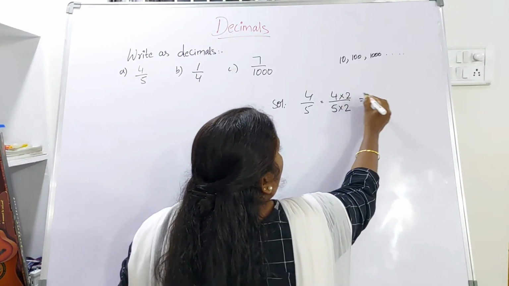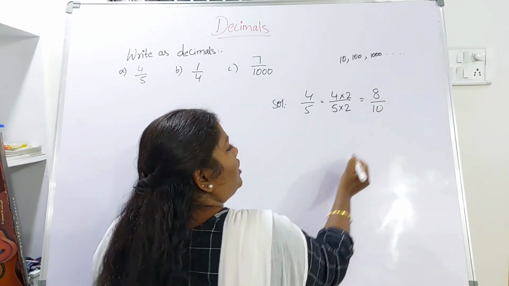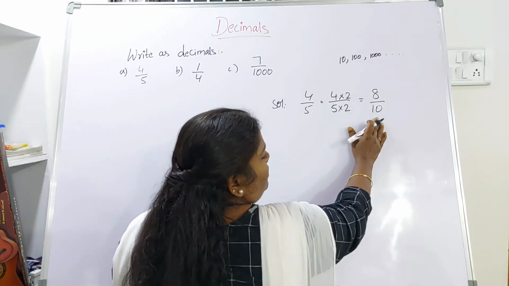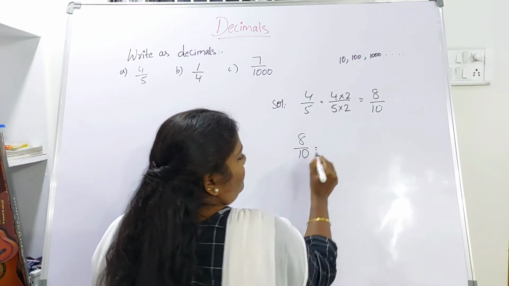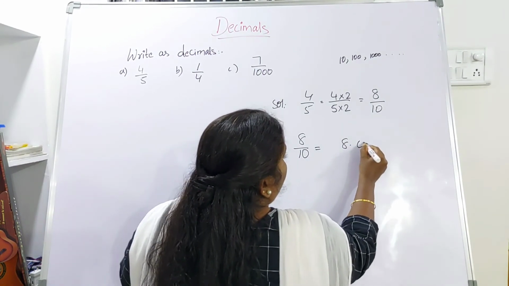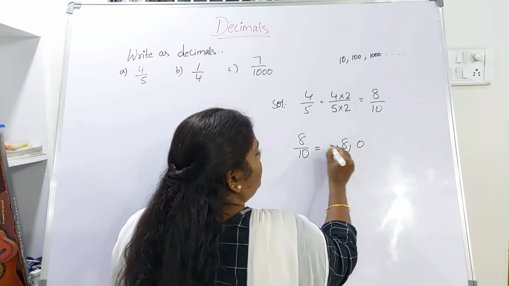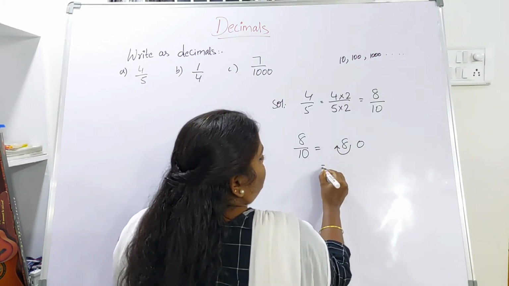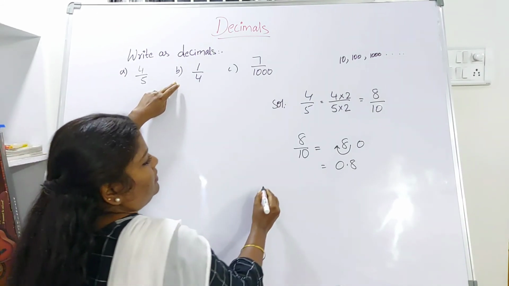Yes, so 4 2s is 8, 5 2s is 10. Now we got a denominator as a multiple of 10. Now 8 by 10 can be easily converted into decimal, that is 8, in the sense 8.0. You have 10 in the denominator, so this decimal point is going to shift to the front, that is 0.8. Yes, so let me explain the B1.